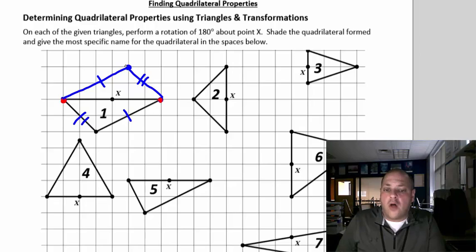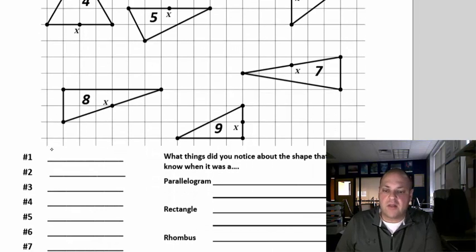No. Are all the sides equal? No. This is longer than this side. This is shorter. Okay, because this goes up 2 over 4. This goes over 2 and down 2. So this length must be different than this length here. So therefore, we just have a plain parallelogram. So in number 1 here, you're going to put parallelogram.